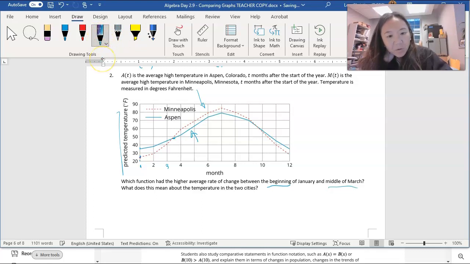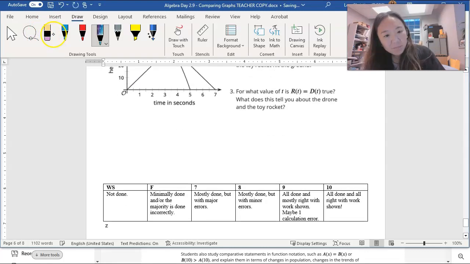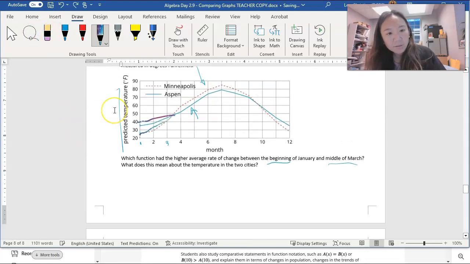to here. So here we can see that if we were to draw our line from here to here, and then draw our line from here to here, for our slope, this second line, our line for Minneapolis, is steeper than our line for Aspen. So the function with the higher average rate of change would be Minneapolis.